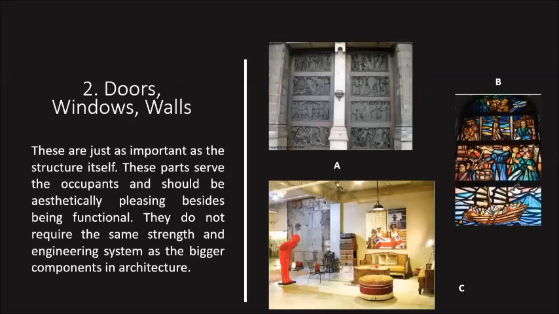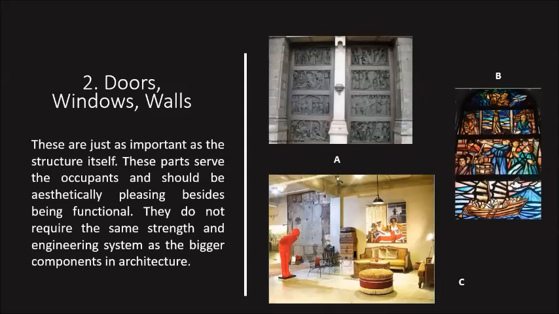Next, we also have the doors, the windows, and the walls. Doors can be made out of wood, glass, or metal, or a combination. Wooden doors can be carved with any design. Just remember that the color and the design of the door should always match the motif or style of the interior. Okay? So the letter A picture is the Metro Manila Cathedral main door. The letter B picture is the Manila Cathedral stained glass windows depicting the life of Christ. And for letter C picture, we have the Cebu Henry Hotel lobby.